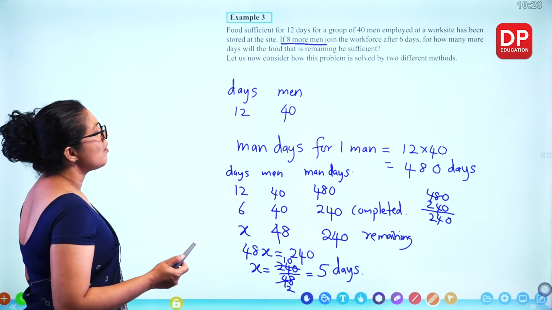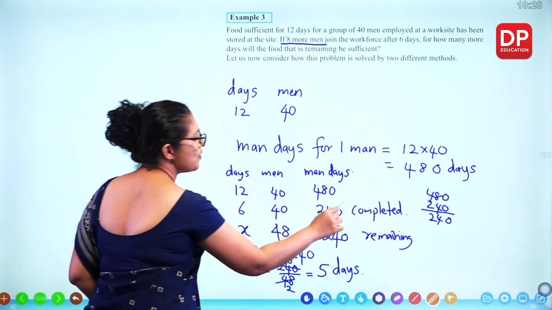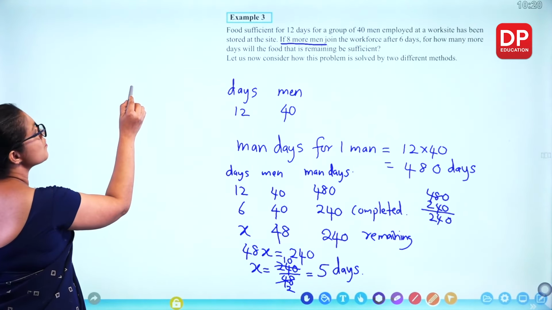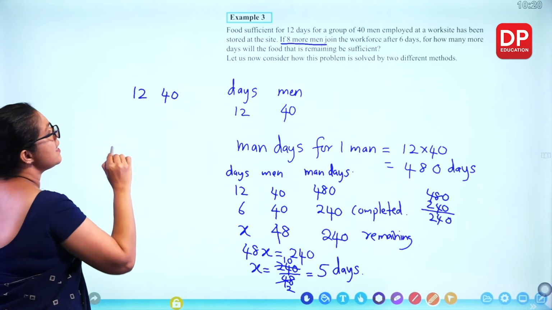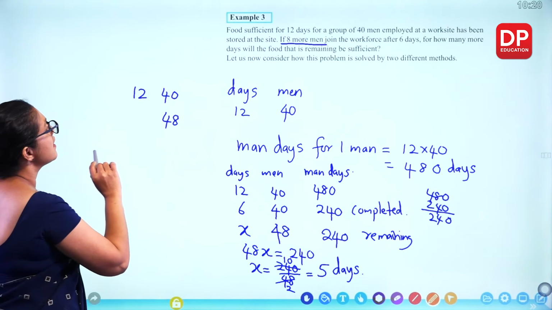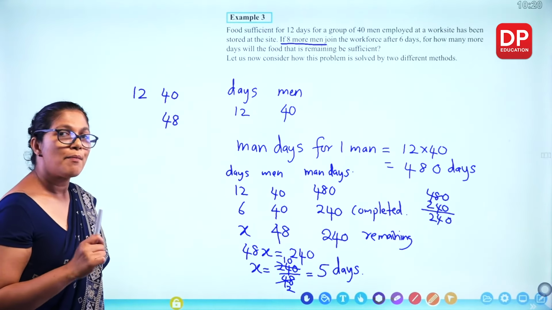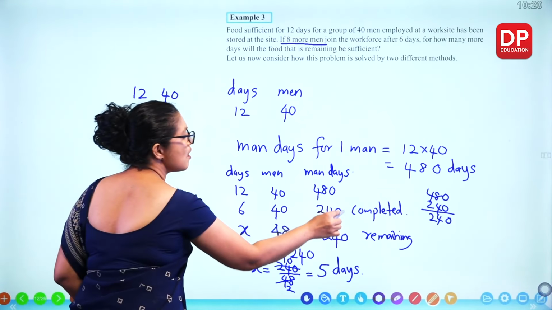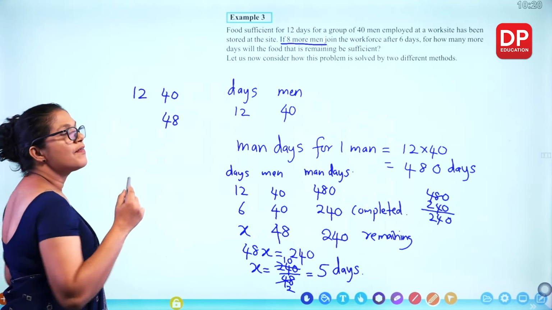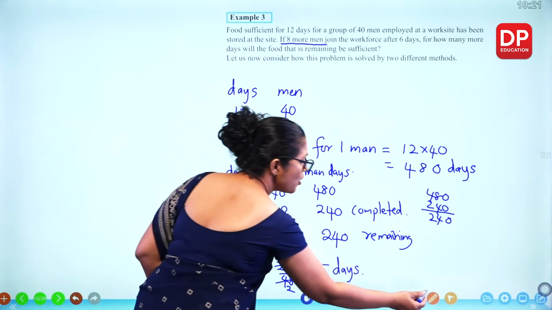Now if I am using my method, how can I do it? First you need to find out the completed task. But here the number of man days is different now, because half of the work is already completed. So writing it this way is wrong. So here we can ignore that.